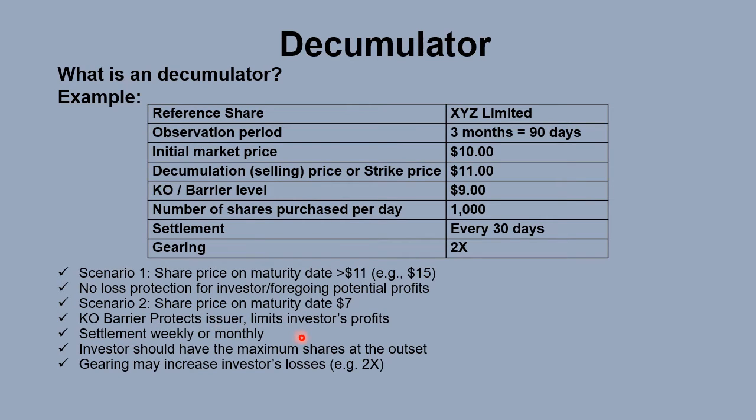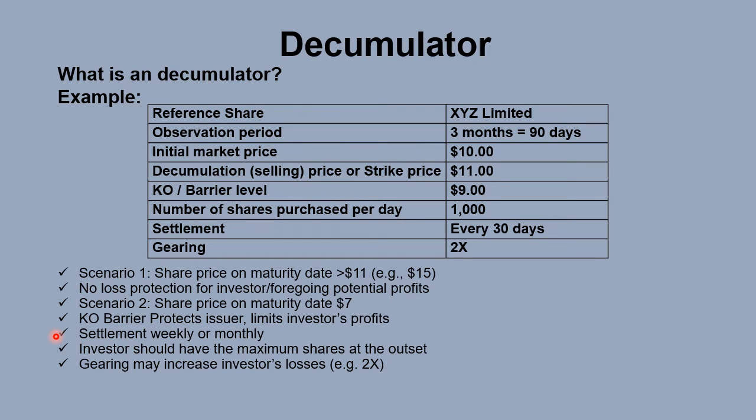Alternatively, the terms of the decumulator may be such that if the barrier level is touched, there will be no decumulation on that day, but the product will remain alive and the investor may get to sell more shares to the issuer when the price rises to above $9, which is the barrier level. The settlement schedule may vary. For example, the asset price may be observed daily and the assets may be delivered to the issuer on a monthly basis, based on the number of days the shares remain above the KO barrier level.